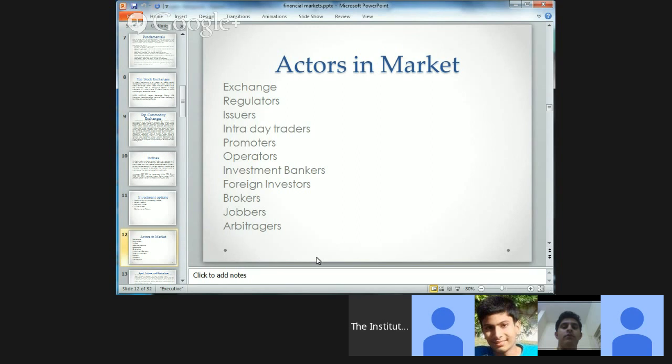Jobbers are basically intraday traders. What they do is, for example, they look at the market depth. Market depth is where the exchange gives you the top five prices, showing how many buyers are there in the market and how many sellers are there in the market. The jobber is going to buy a big bulk of shares or stocks or commodity contracts, and he's going to wait for a price change in the next few minutes.